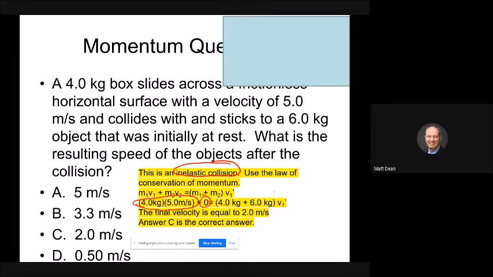Afterwards, we've set that equal to the sum of the two masses because they stick together. So that's going to be the 4 kilograms plus the 6 times their velocity after the collision. That's what we're looking for. So if we solve that out, on the left we're going to have 4 times 5, so 20 kilogram meters per second. And that's going to be equal to 10 kilograms times V1 prime. So we divide both sides by 10 kilograms, and we end up with 2 meters per second. That's our answer on that one.